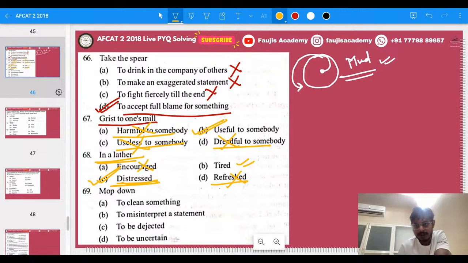Lather, right? Yes, Prakash. That's right. To be in a lather means to be distressed. Mop down. What is the meaning of mop down? Mop down means to thoroughly clean something. So in this particular idiom alone, we will go ahead with its literal meaning. Mop down means to clean something. Right, 69 D will be the answer.